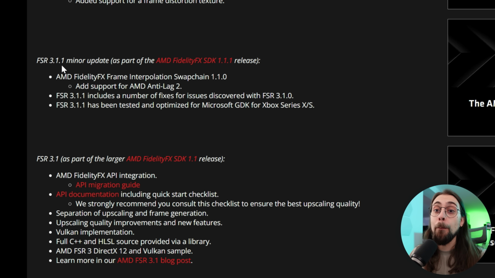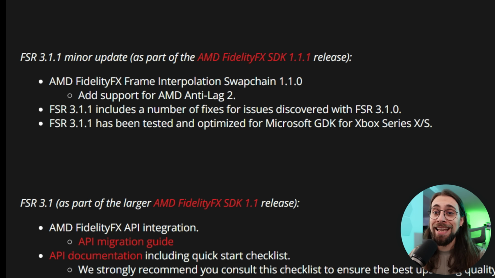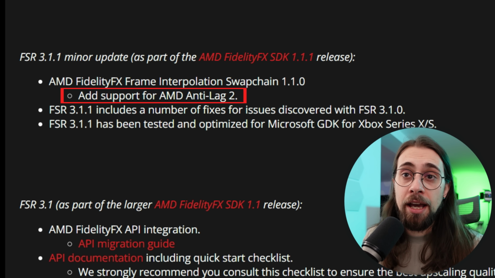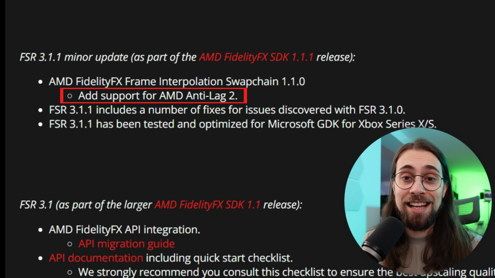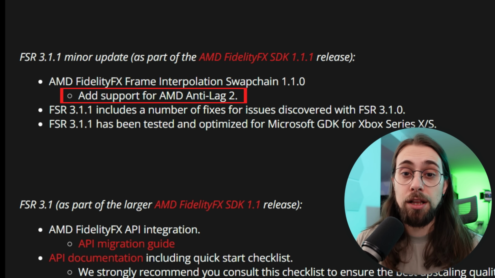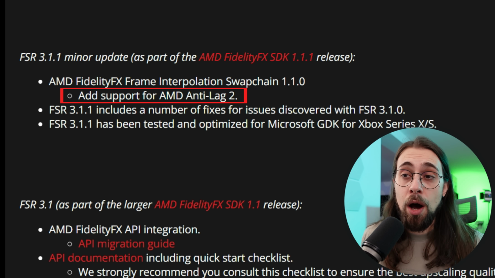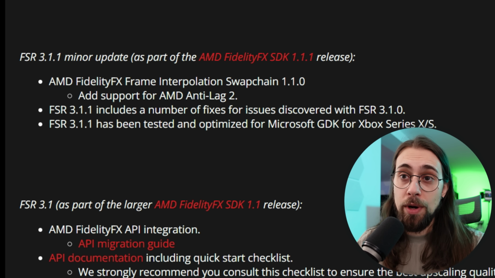FSR 3.1.1 minor update once again as part of AMD Fidelity FX SDK 1.1.1, and we have new things like AMD Fidelity FX Frame Interpolation Swap Chain 1.1.0, which adds support for AMD Anti-Lag 2. Developers enabling FSR 3.1.1 in their games will have the option to integrate AMD Anti-Lag 2 in between the frame interpolation, meaning that if you're using AMD frame generation, you'll be able to get lower latencies because you now have AMD Anti-Lag 2 as well, which is great.